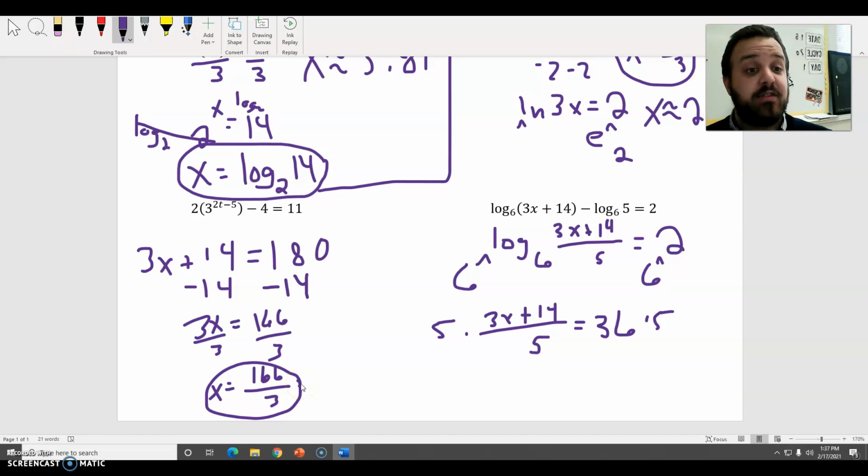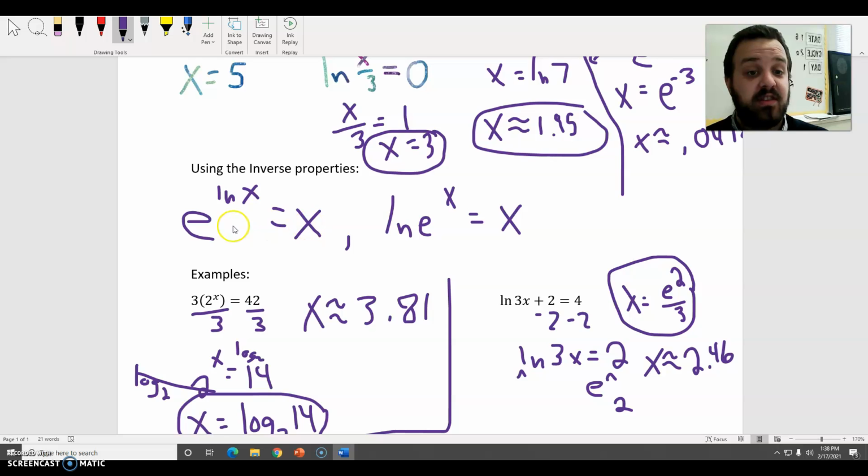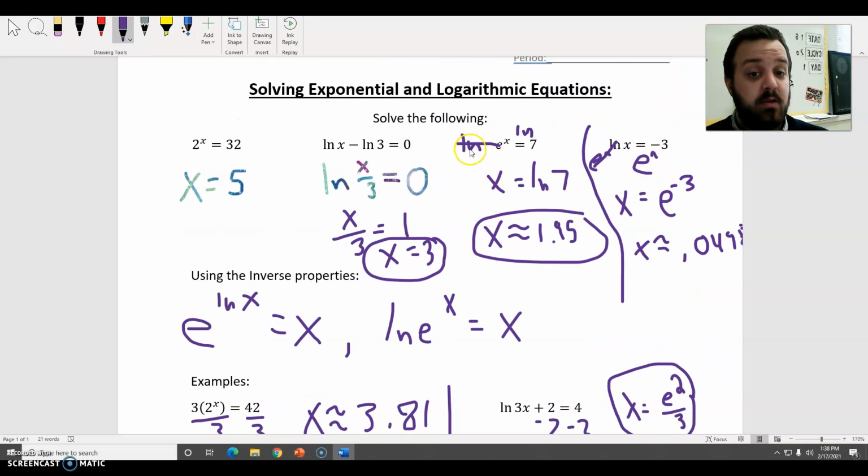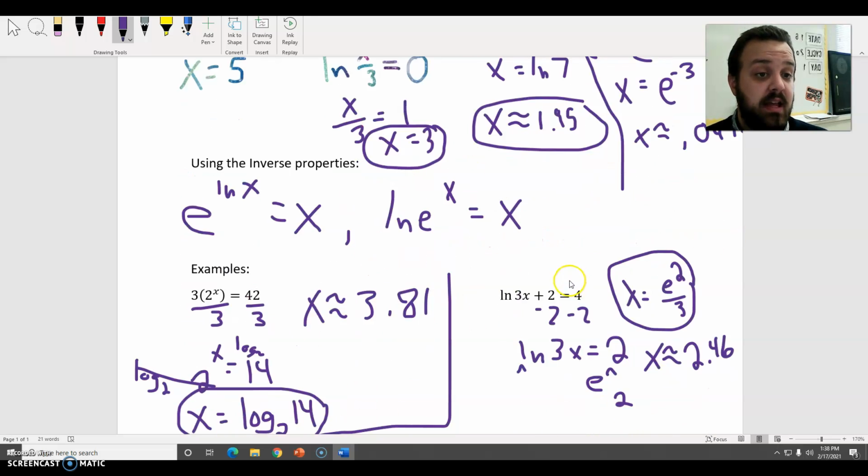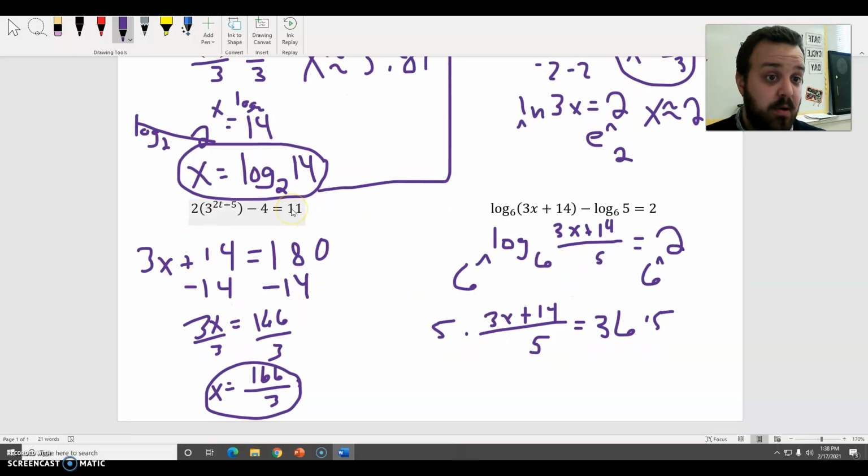All right, so that's solving equations with exponentials and logarithms. Again, we're using them as inverse operations, basically doing the log of both sides, or using whatever the base is as an exponent on each side, to make stuff go away and cancel out.